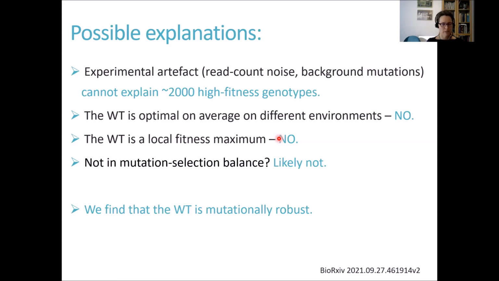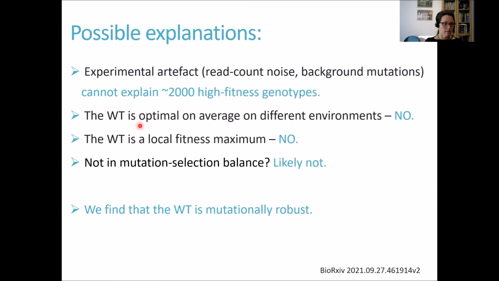So first, this experimental work was also analyzed. There was a thorough analysis of errors in the original papers, and we also repeated some of these analyses. I can say a few words about it at the end if we have time. But the conclusion was that while there are some error sources here, they cannot explain such a large number of high fitness genotypes. So we're talking about 2,000 different genotypes.